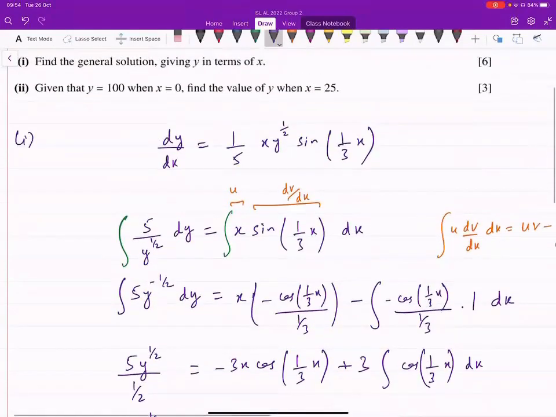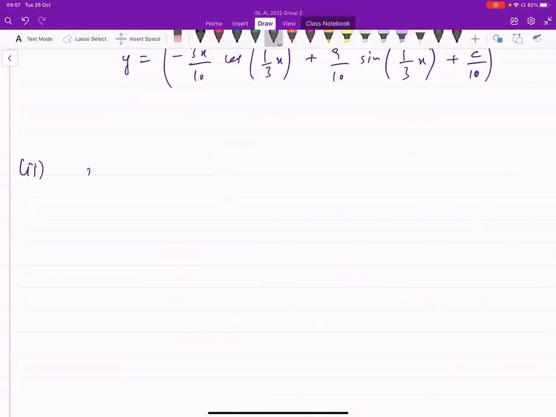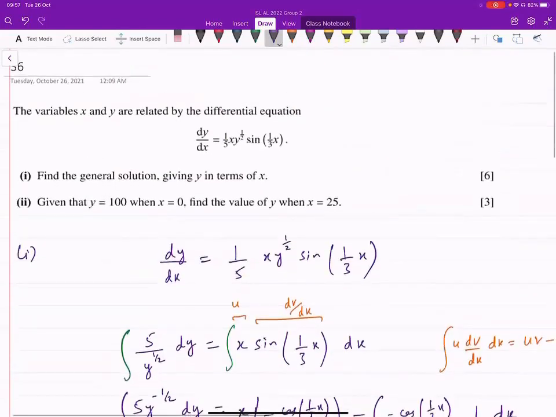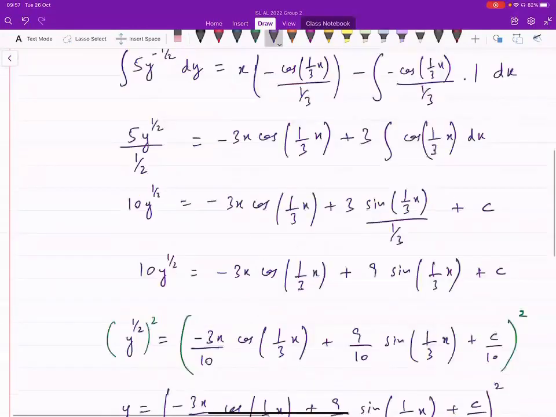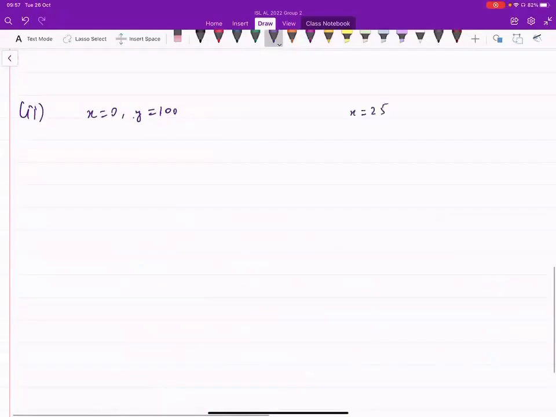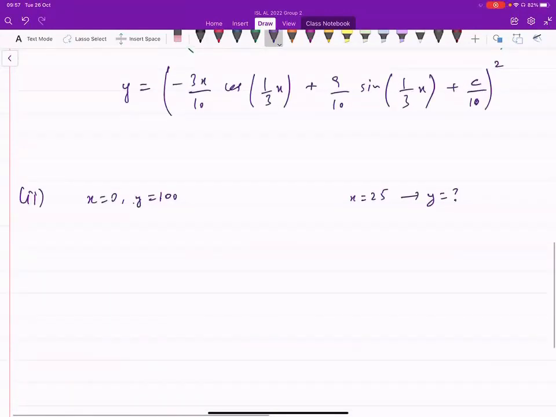Now in the second part it says, given that y equals 100 when x equals 0, find the value of y when x equals 25. तो बस आपने पहले c की वैल्यू फाइंड करनी है, उसका इनपुट करके फिर आपने x 25 इनपुट करना है, y की वैल्यू निकालनी है, राइट? x 0, y 100. Find the value of y when x is 25. So x 25 है, तो y क्या है? Okay, that's what we have to do. Let's input values.